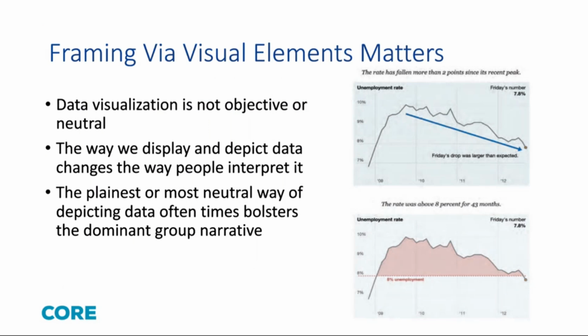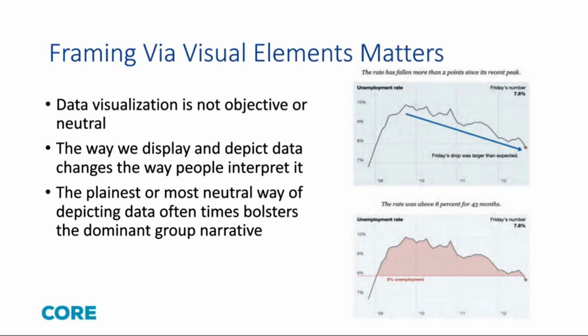So data can be framed in various ways, of course, and the choices we make in our data viz can really influence how they're interpreted. Oftentimes there's a working assumption that using a visually plain style really lets the viewer draw their own conclusion. But we know that data is not objective and it's not neutral. So even the plainest or most neutral way of depicting your data can actually unintentionally bolster the dominant group narrative. And the way that we display and depict data changes the way that people interpret it.